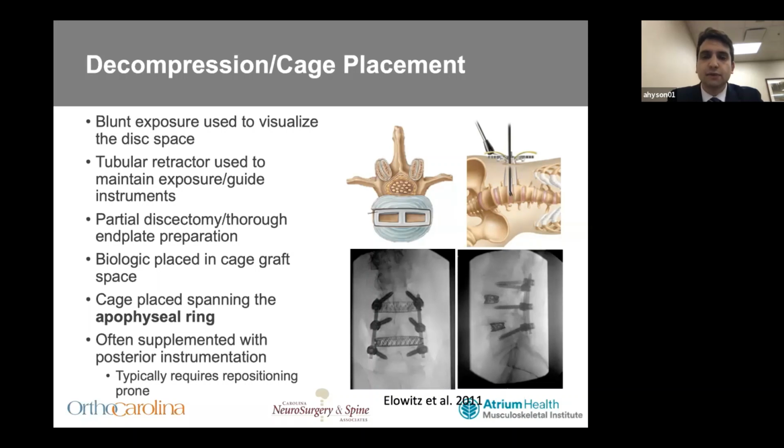A cage is filled with a biologic material or allograft or a bone graft. It is placed spanning the apophyseal ring, and oftentimes these patients are supplemented with some type of either posterior fixation or lateral plating. Here is an intraoperative image that was actually taken at our institution of a patient who underwent a 2-level LLIF with posterior pedicle screw fixation.